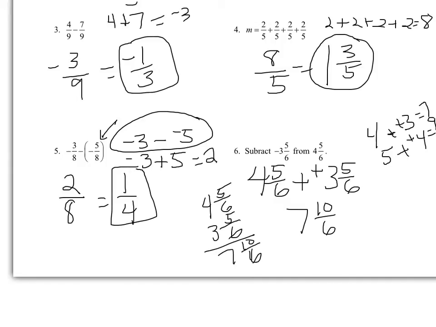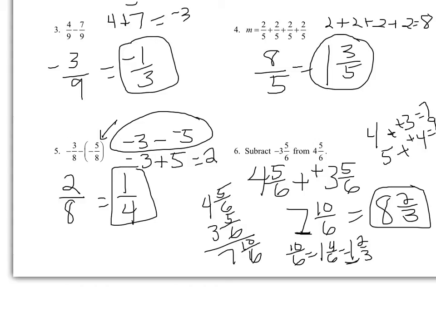Now, we can't leave the answer like this. Our fractional part is improper. So we've got to think of this as, 10/6 would be 1 and 4/6, or 1 and 2/3. So we can take that whole number 1 and that whole number 7 that was already there, and we have 8 and 2/3 for a final answer.